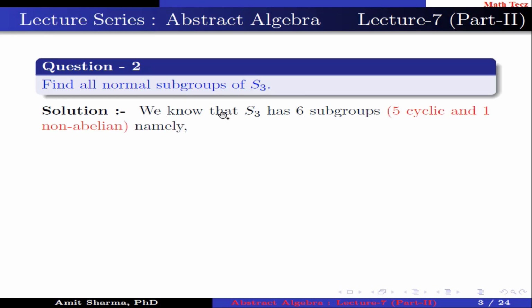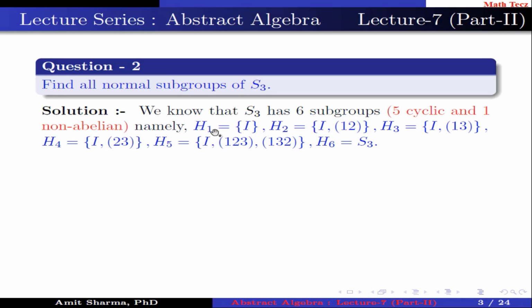We know that S3 has 6 subgroups, out of which 5 are cyclic and 1 is non-abelian, namely H1 equal to identity, H2 containing the elements identity and (1 2), H3 containing identity and (1 3), H4 containing identity and (2 3), H5 containing identity, (1 2 3), (1 3 2), and H6 equal to S3.